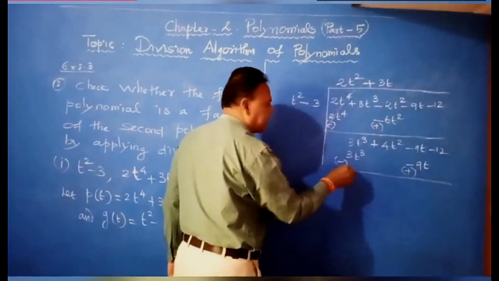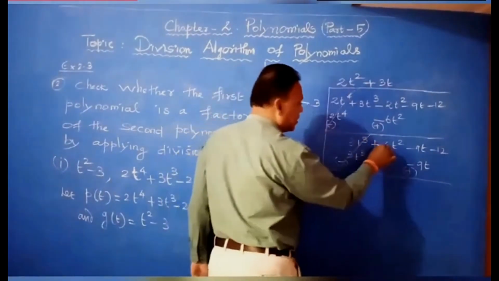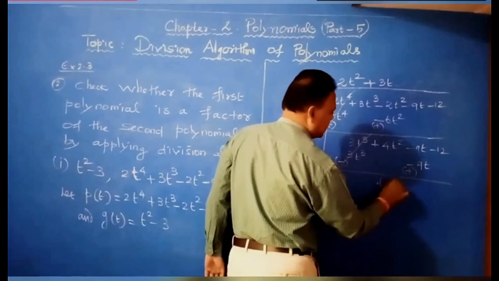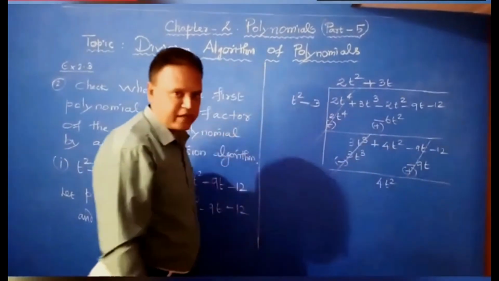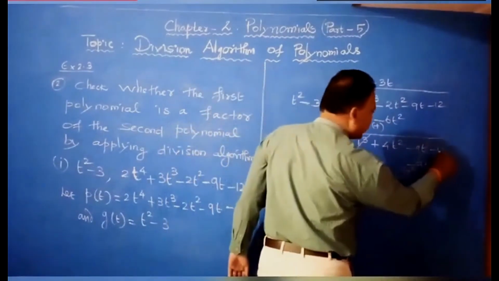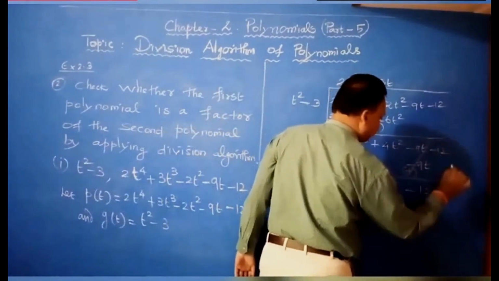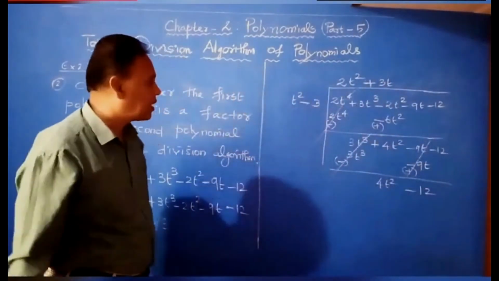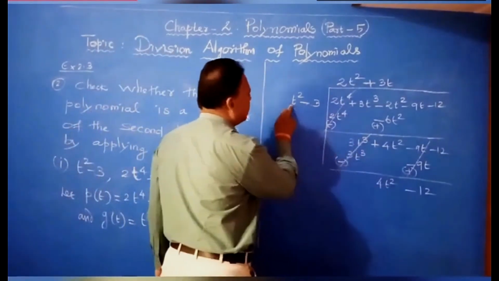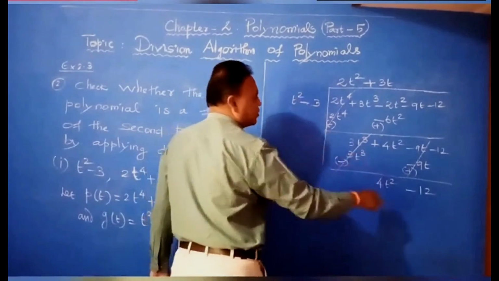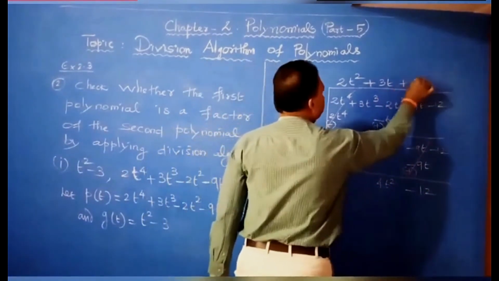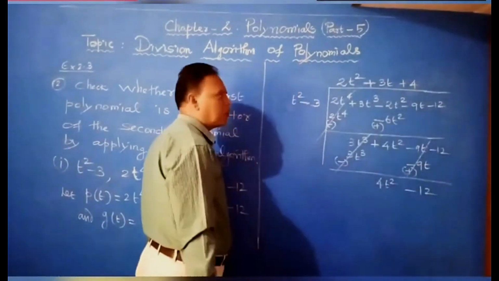1 plus 1 minus, it will be eliminated. Now 4t squared. Here also minus 9t plus 9t. This also eliminated. Now minus 12 bring down here. Understand? Now again first term, right? Here first term, divide 4t squared by t squared, t squared, t squared cancel. So plus 4, write it here.